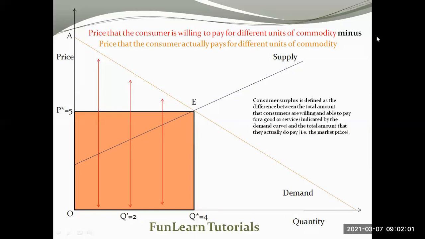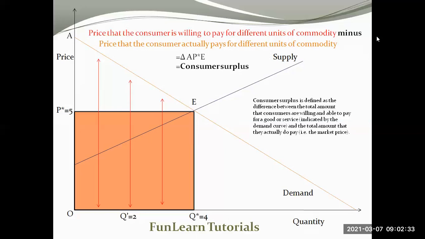That means I was willing to pay 5 rupees, but I actually pay 3 rupees. So it means I'm better off. I have already saved 3 rupees or $3 or whatever you call it. I have saved 3 units of money. Now, how is it measured? The price that the consumer is willing to pay for different units of commodity minus the price that the consumer actually pays for different units of commodity is the area OAEQ* minus OP*EQ*.